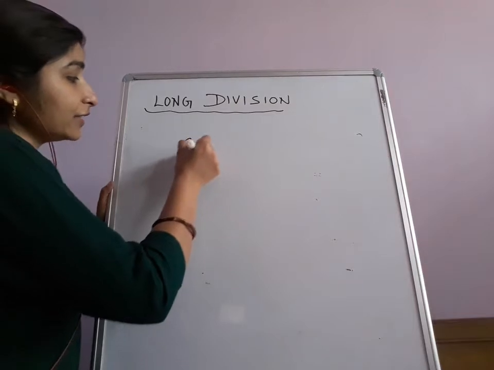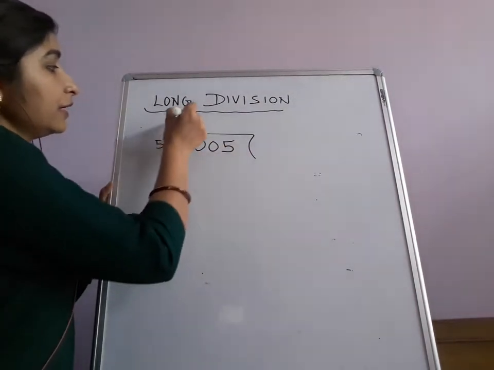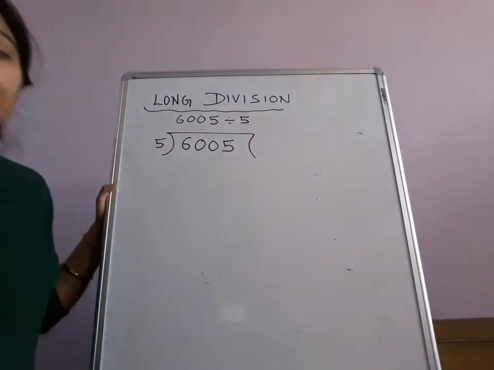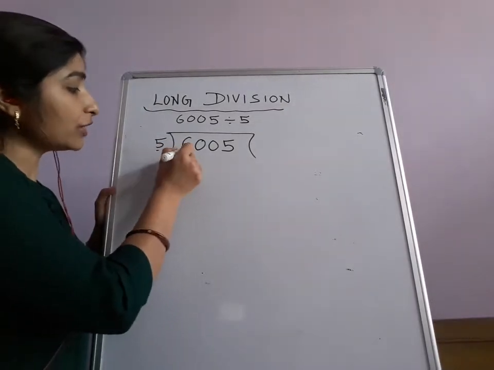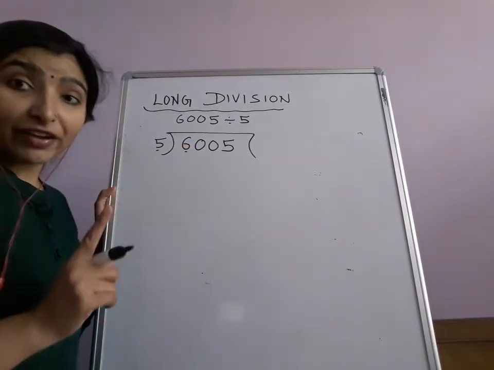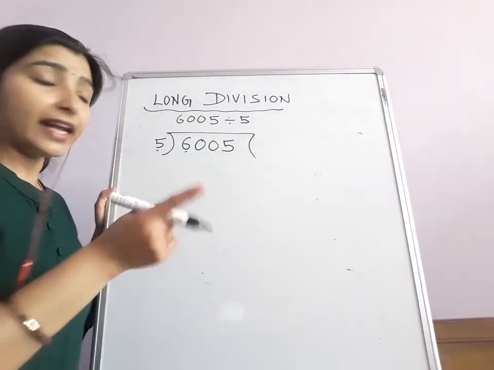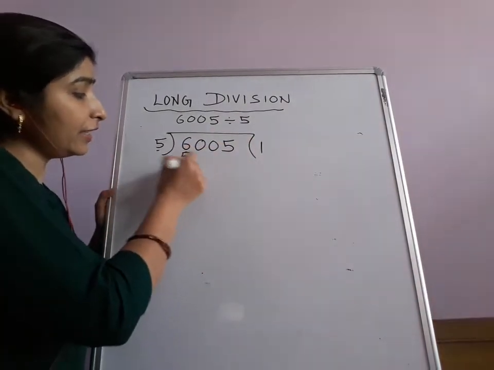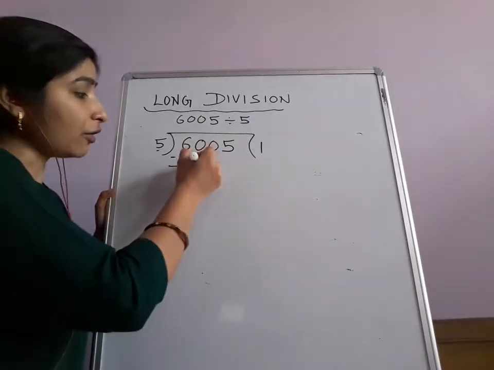Now I have taken 6005 divided by 5. Now for 5, you have to choose one digit only. So 5 ones are 5, that is less than it. And 5 twos are 10. 10 is bigger than 6. So we will take 5 ones are 5. Now subtract. This 1 is left. Now 1 is the remainder.